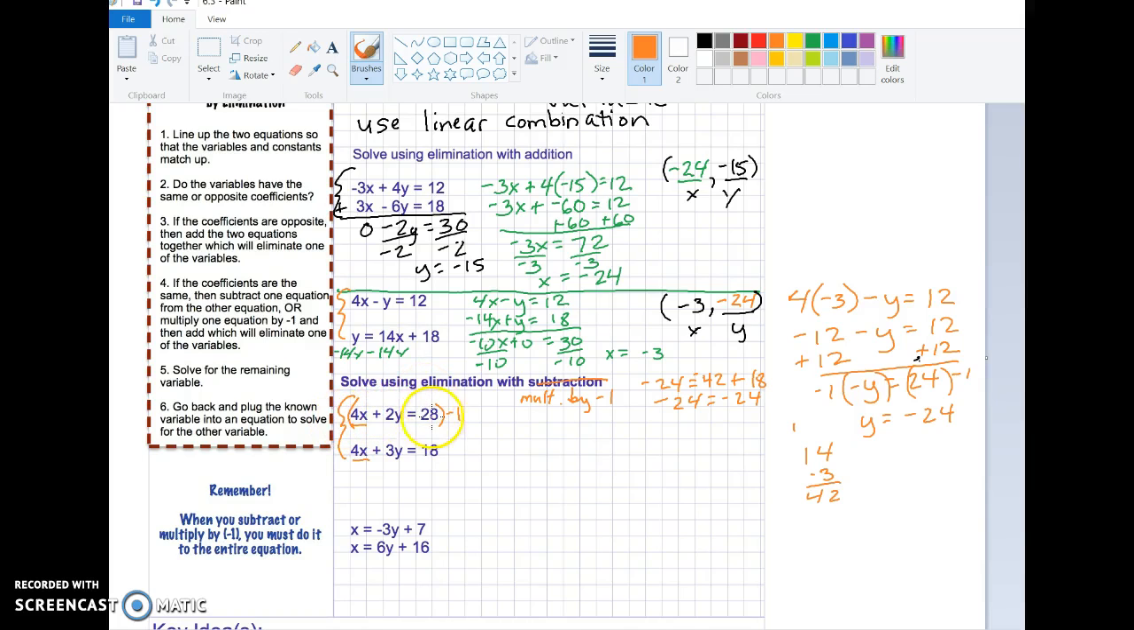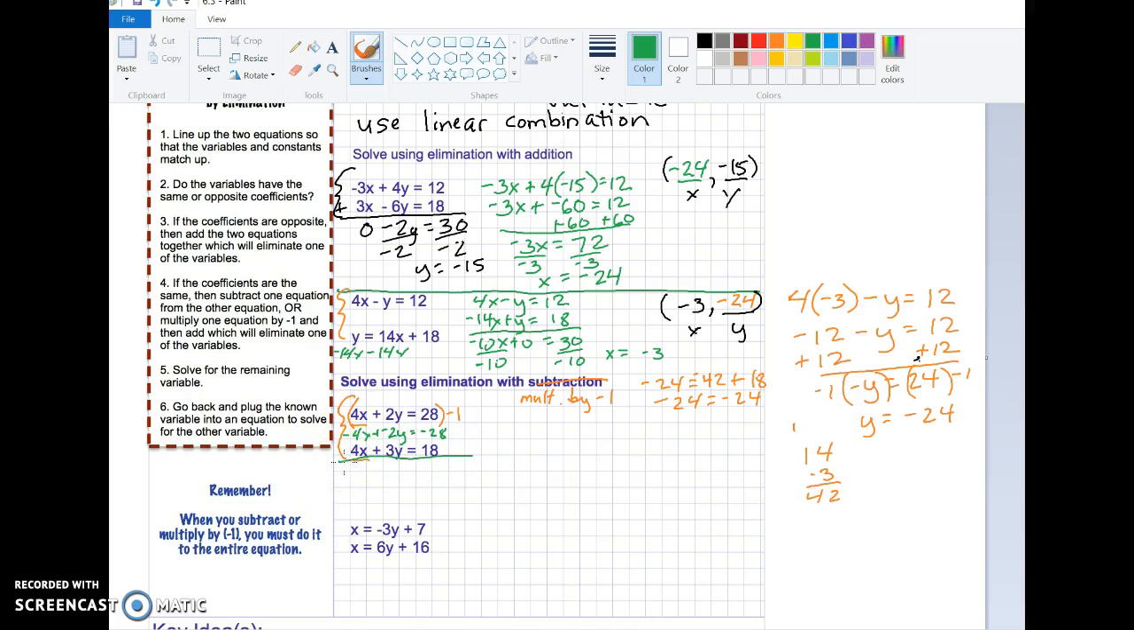So I'm going to multiply everything by negative 1, and I end up with, I think I'll use a different color, negative 4x plus a negative 2y equals negative 28. See that? So all I did was multiply everything by negative 1 so that I could turn one of my variables into a negative. Now I can add these together.